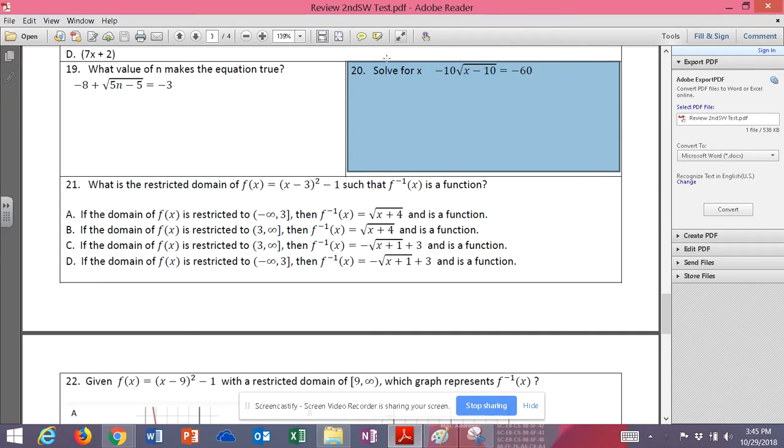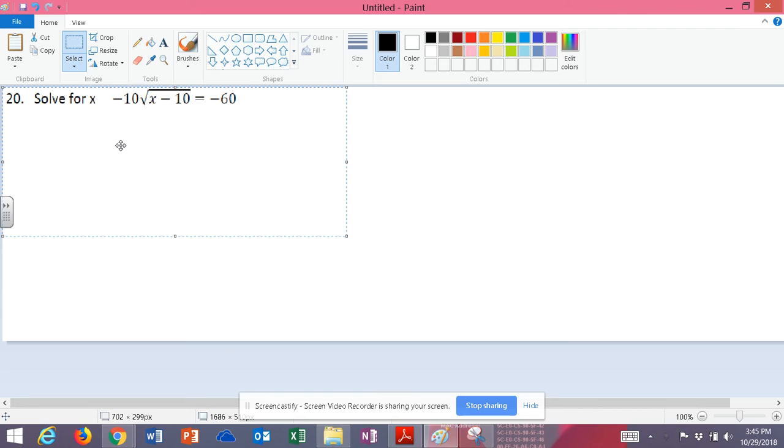Hello again. This is probably the last example I'm going to go through with y'all. It's number 20 on your review. So it says solve for x. And we've got this negative 10 times the square root of x minus 10 equals negative 60. So let's go take a closer look at that.